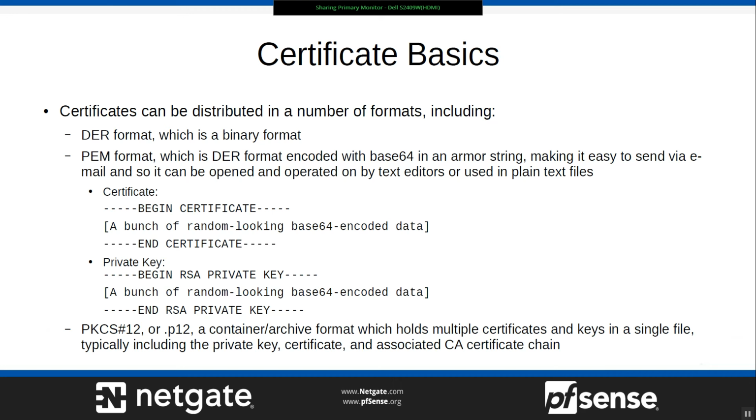So there's also another format that you might see. It's more common with Windows systems, but it's PKCS number 12 or P12. It's a container archive format. You can have multiple certificates and multiple keys in a single file. Typically you'll have the private key, certificate, and the whole certificate chain all rolled up in a P12 archive. And there's a ton more it can do, but generally speaking, when you encounter one of these, that's what it's going to have in it. Like our OpenVPN client export package can export one of those, and actually the GUI can export a P12 as well, but importing those varies by software and operating system.